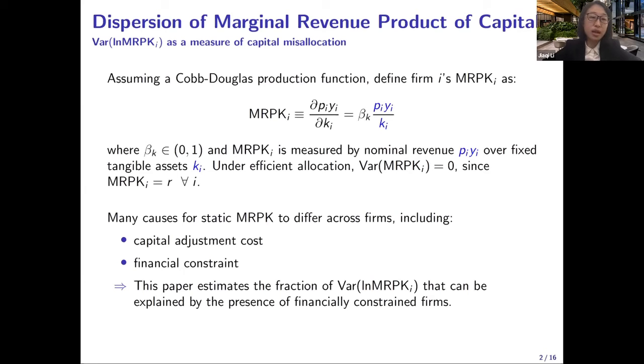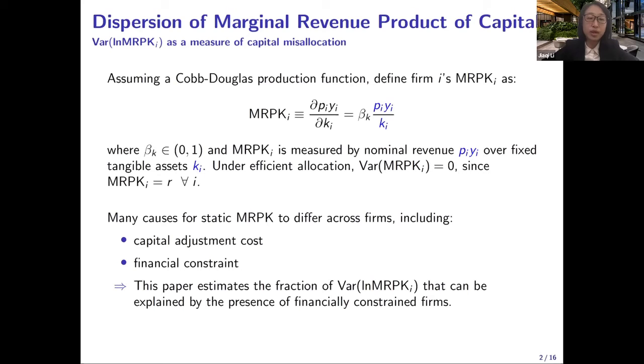And this includes capital adjustment costs and financial constraints, as well as many other factors. So for example, with capital adjustment costs, even if capital is allocated efficiently ex ante, ex post, MRPK can still be different across firms because of the different realizations of the firm productivity shocks. And with financial constraints, financially constrained firms would not be able to finance their optimal level of capital. So their MRPK would be higher.